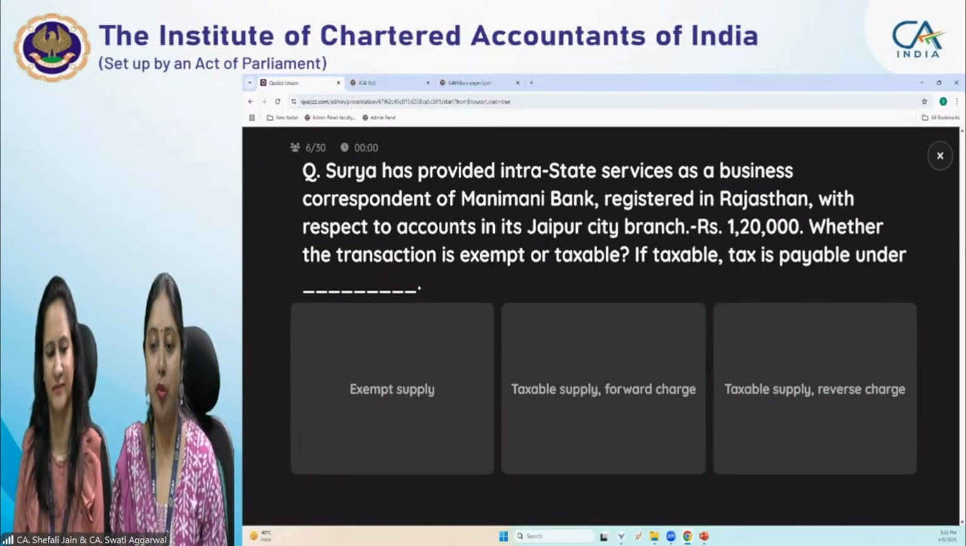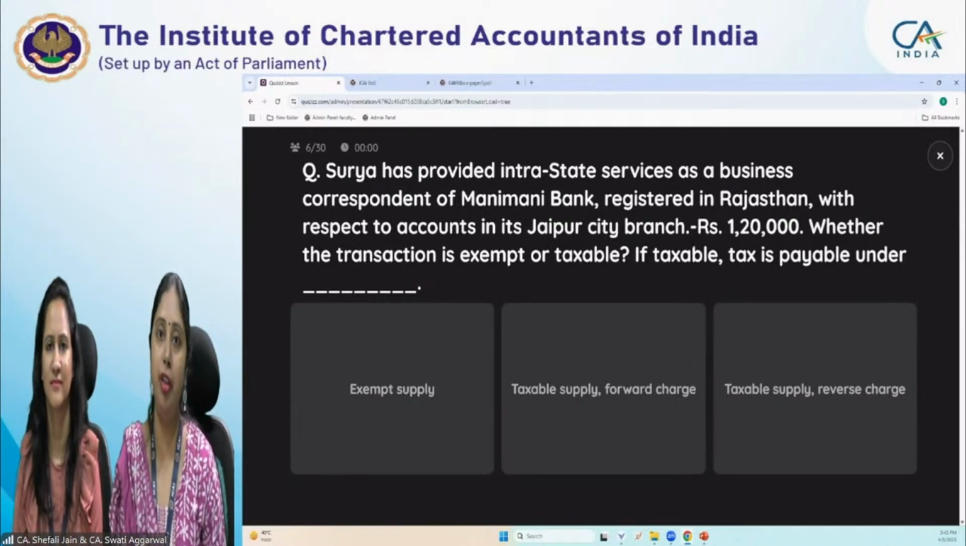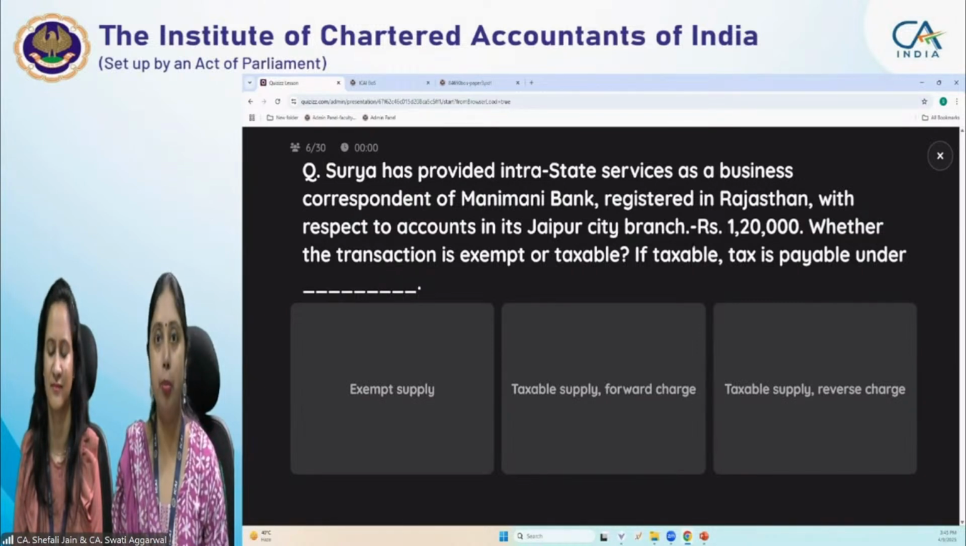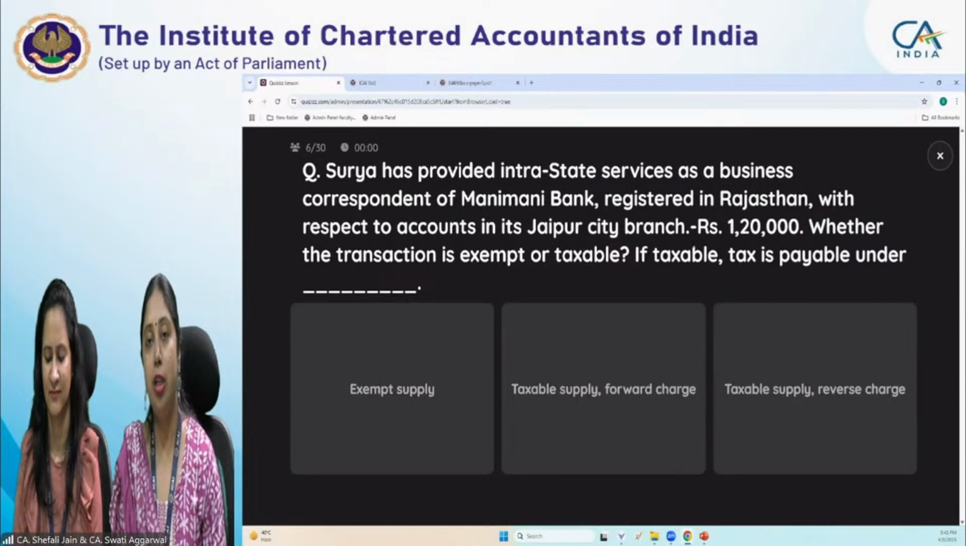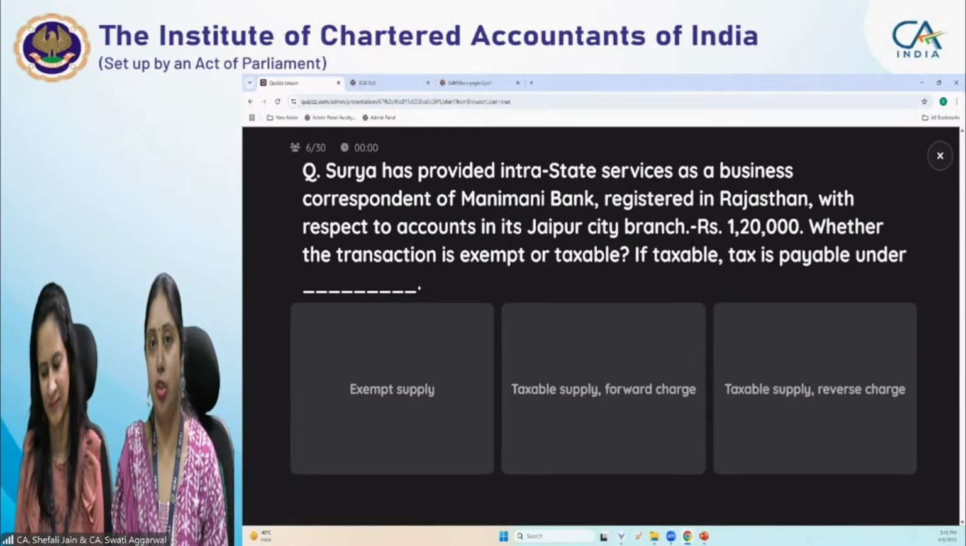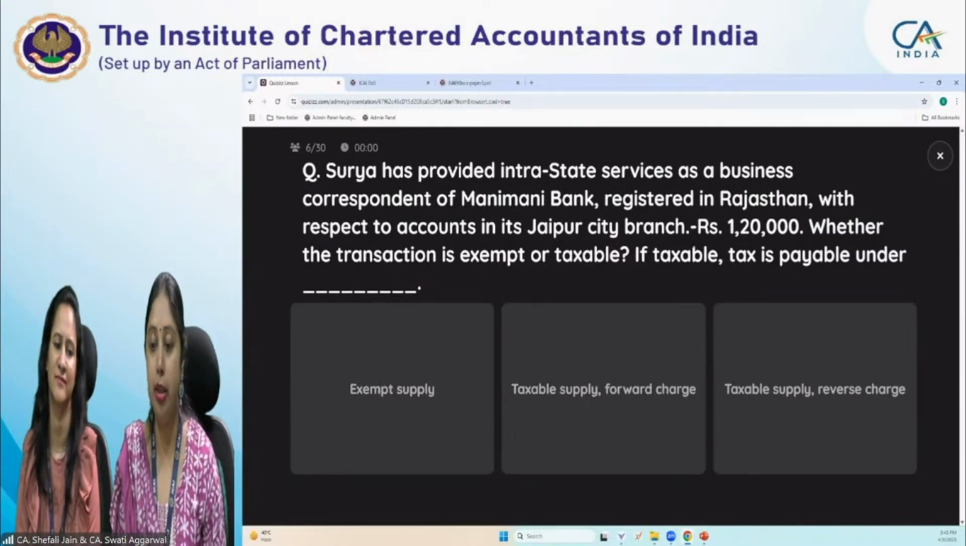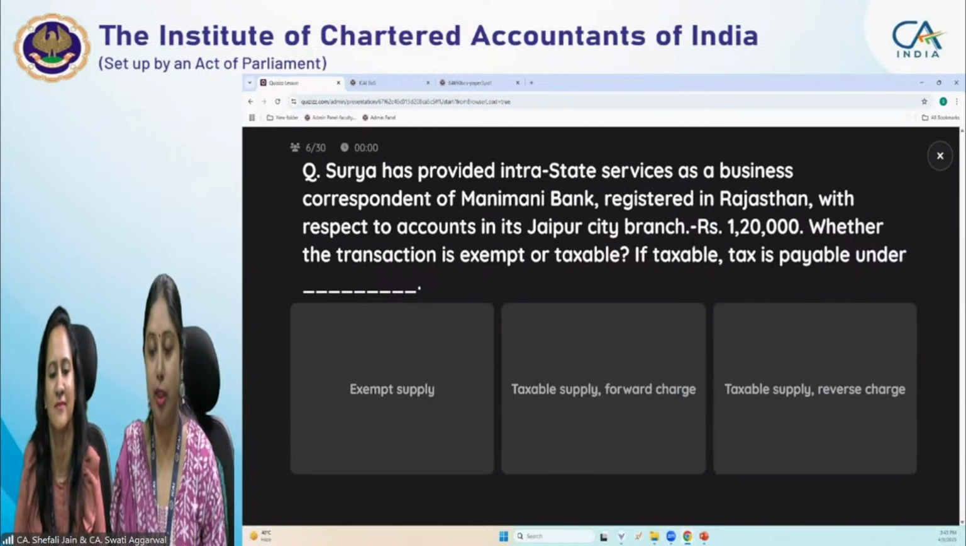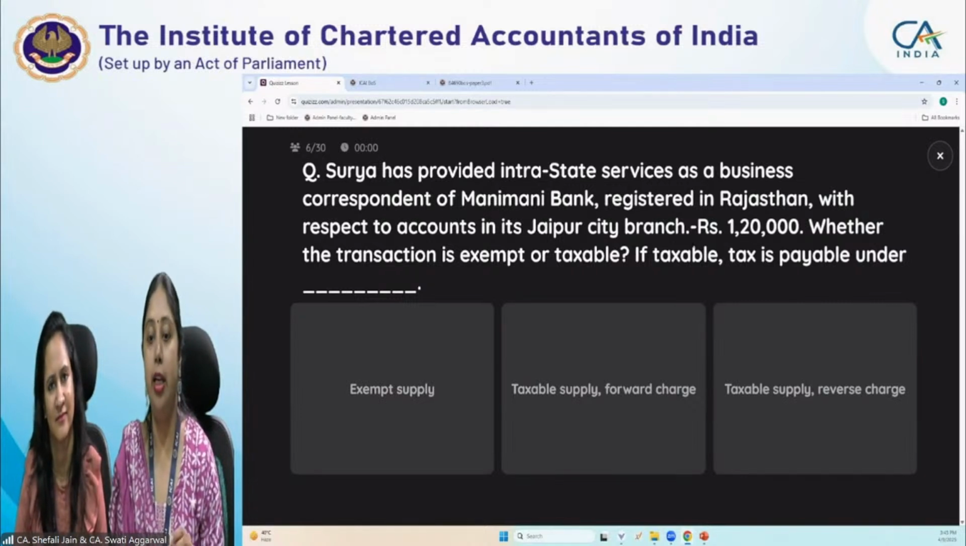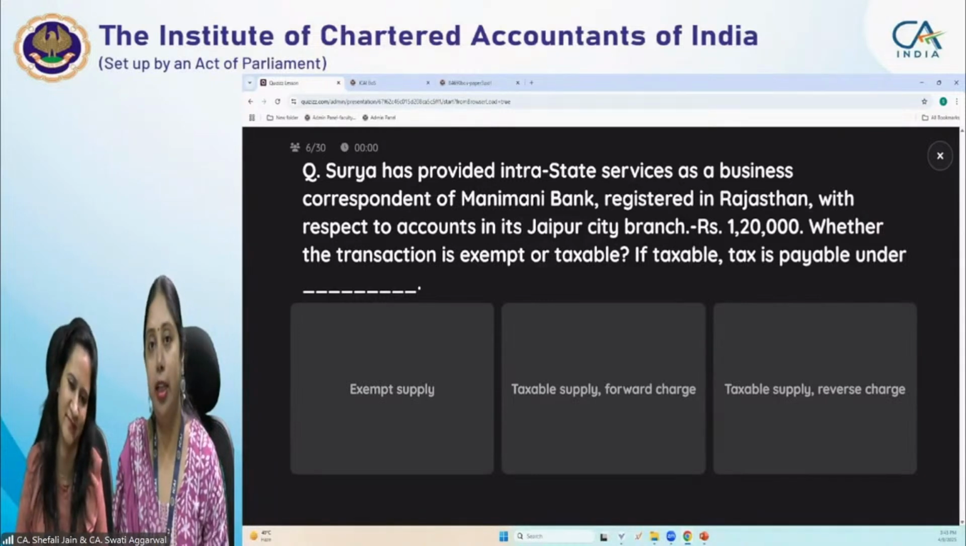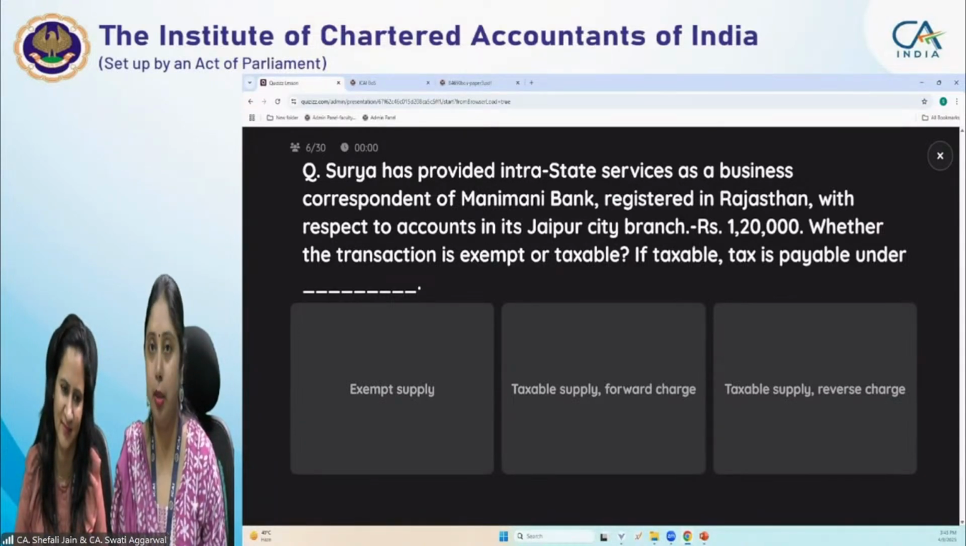So Surya has provided intrastate services as a business correspondent. Now, business correspondent, if it provides the services relating to any banking company or NBFC with regard to its rural area branch, then it is exempt. But here, we have specifically mentioned Jaipur city branch. Now, Jaipur is a city, and therefore it is not a rural area branch. And that is why it is not exempt. So it becomes taxable.